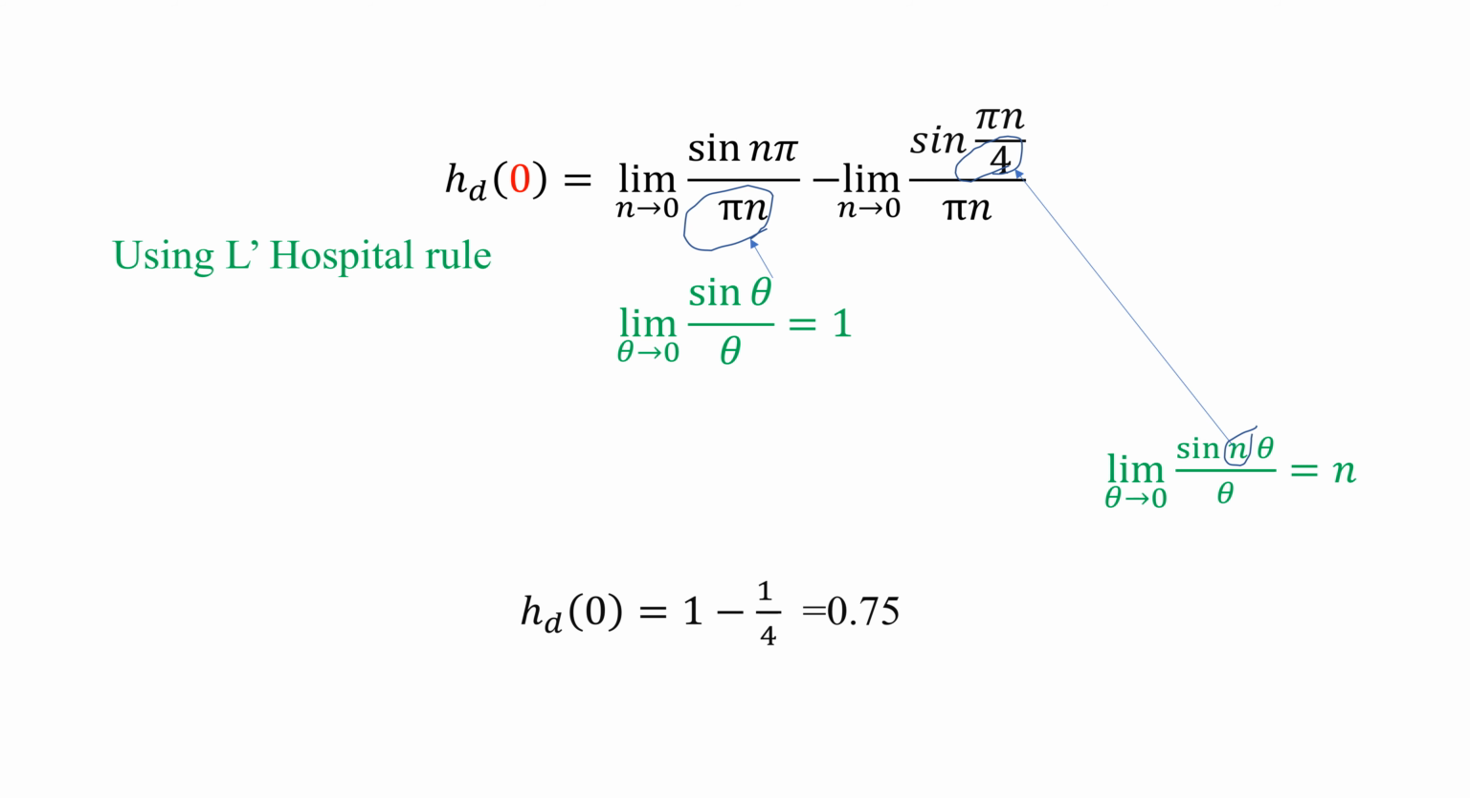L'Hospital's rule gives limit theta tends to 0, sin n theta by theta. We have to compare this equation with our second term, sin n pi by 4 by n pi. So that 1 by 4 is nothing but n in our formula. So limit theta tends to 0, sin n theta by theta is equal to n. So for the second term, the answer is 1 by 4.